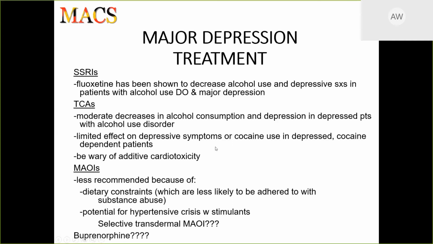Again, we don't have time to go into a lot of detail about the treatment, but there are some studies that SSRIs, fluoxetine or Prozac has been looked at the most, may be helpful for people who also have concurrent alcohol use disorder. The tricyclics, like the old medicines like Elavil, some evidence that they may help, but it's also important to remember the added cardiotoxicity that you might see, especially with things like cocaine that are also cardiotoxic.